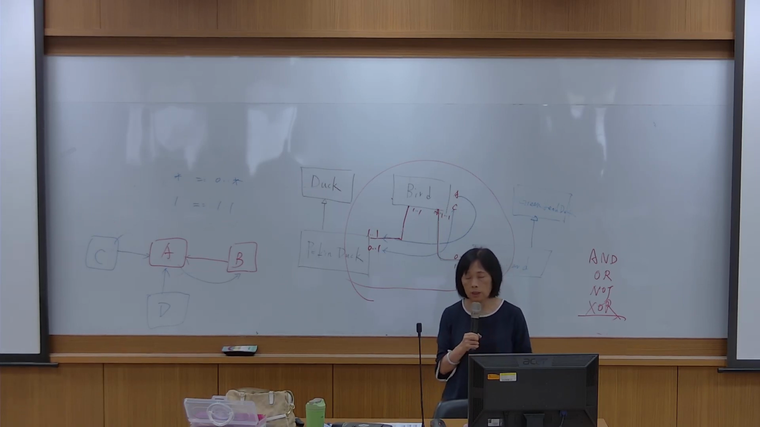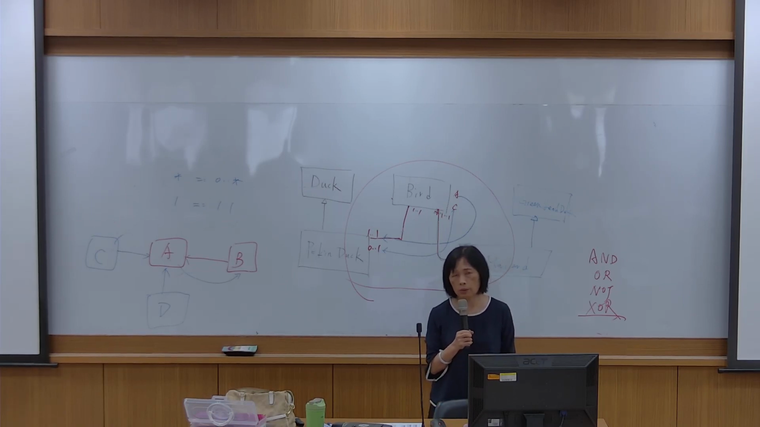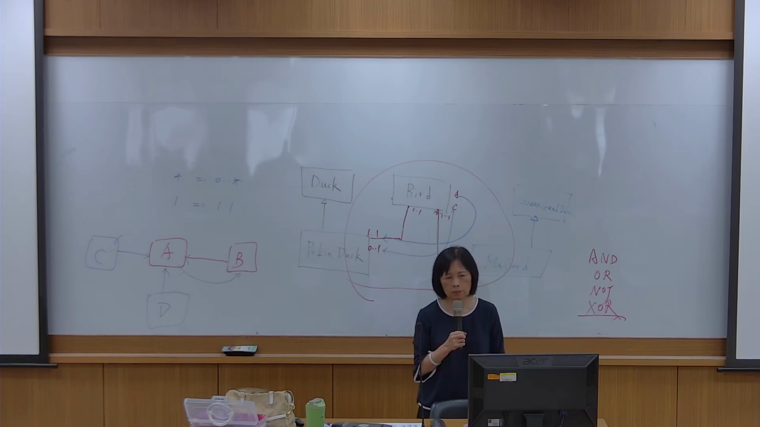Or derived attributes. We know derived attributes, so we don't need to compute that. The last one: consider combining classes that form a one-to-one association. What does it mean?